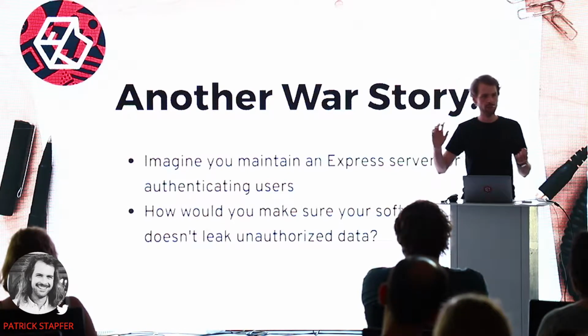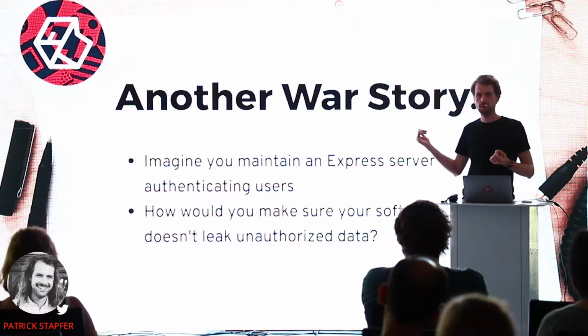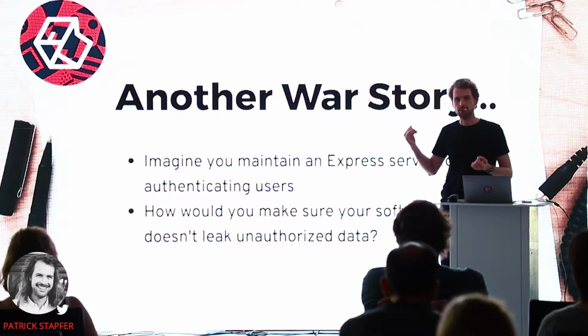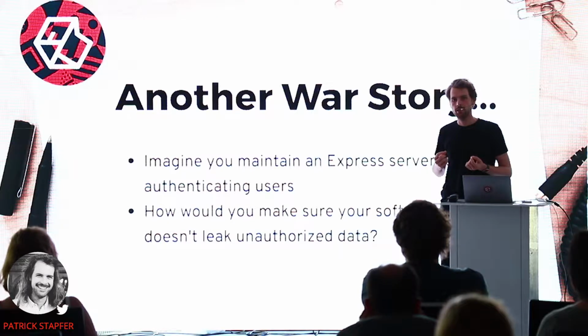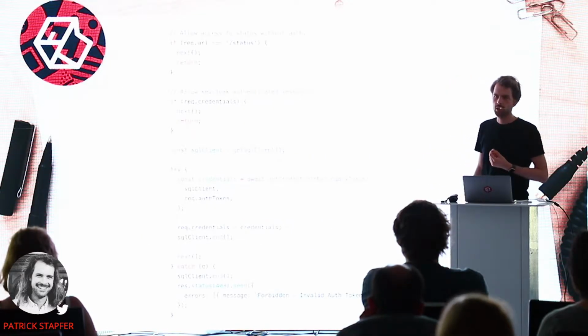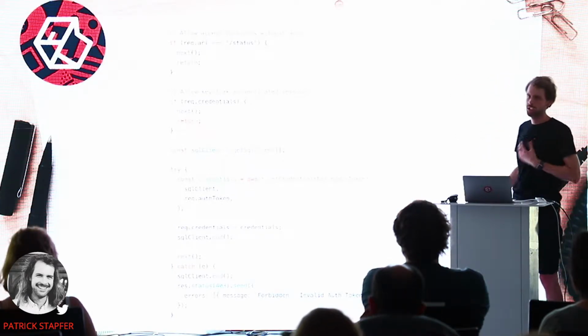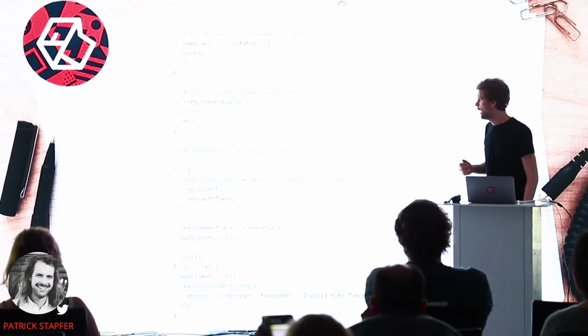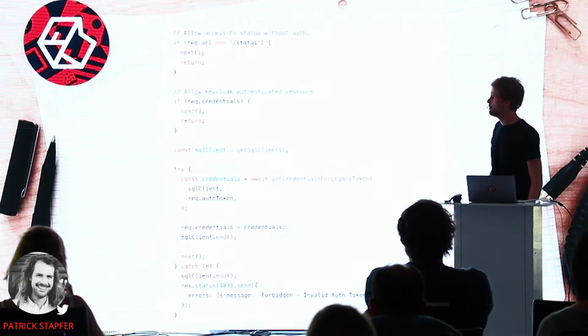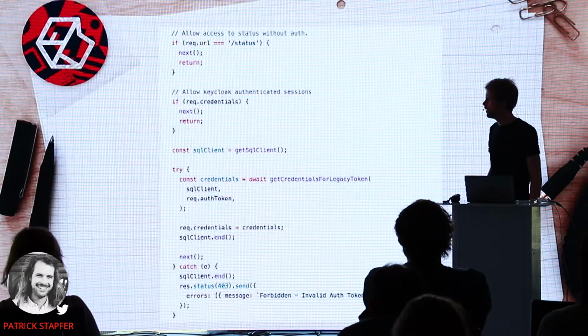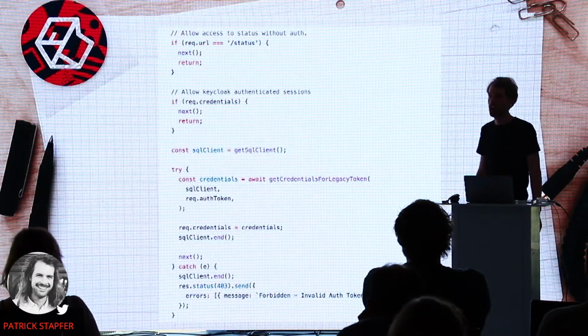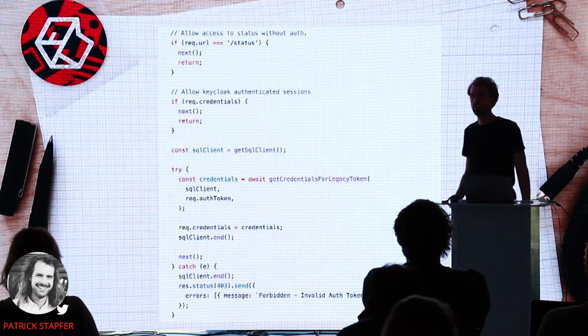Now imagine you have an Express server with an authentication layer where you need to make sure that the user only gets the data the user is authorized to. And it shouldn't leak any unauthorized data for obvious reasons. And one of the code looked like this. So this was basically the authentication layer in the Express middleware. And you can already tell that there are many, many occasions where the code can go wrong. And then you have an unexpected behavior.